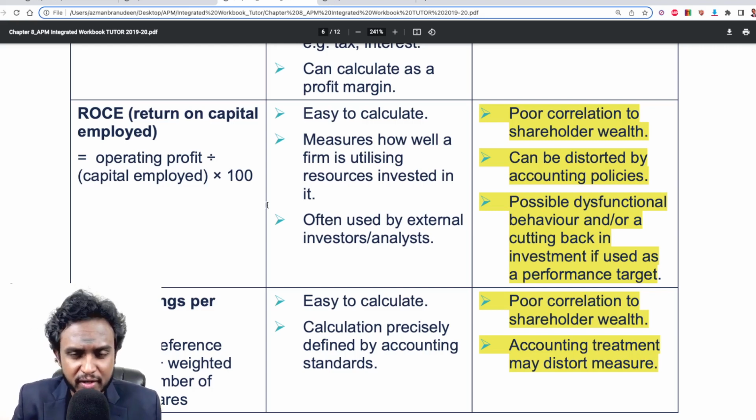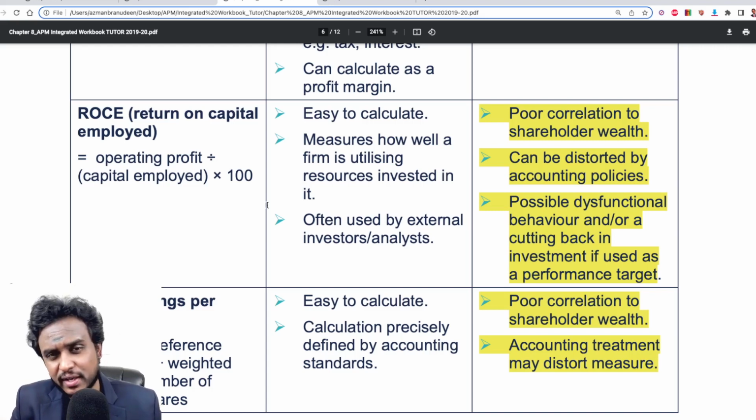You can calculate ROI, ROA, RONC. All kinds of ROs can be calculated. However, again, as a financial ratio, there is poor correlation with shareholder wealth. It can be distorted by accounting policies, and it can lead to possible dysfunctional behavior and or a cutting back in investment if it is used as a performance target.